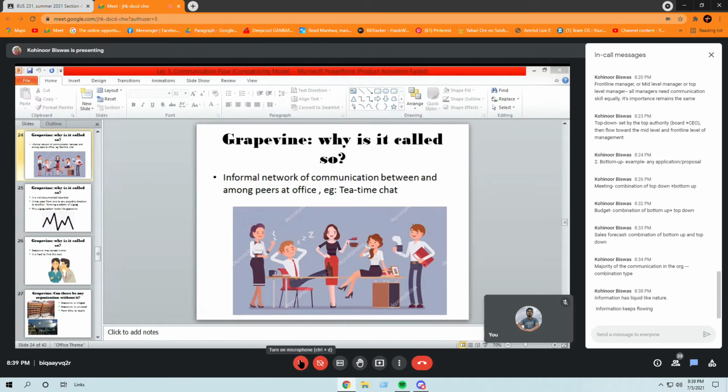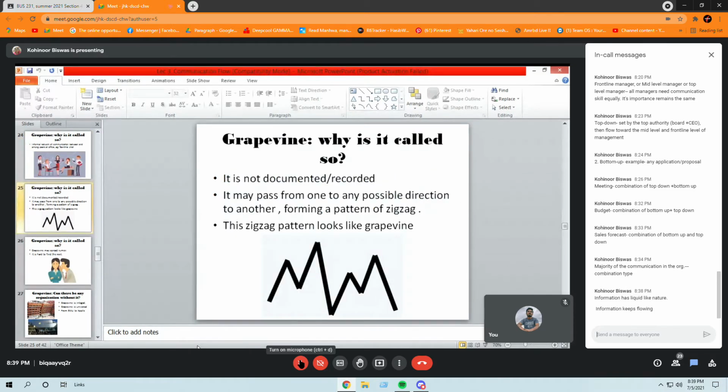So what is this? The liquid keeps flowing. It's unstoppable. Information has some liquid-like nature and it keeps flowing. Is it not? Yes, ma'am. So in grapevine, since it is informal talk, the flow of information, where it is from and towards whom and who else it would be flowing, actually it is a zigzag type. So information may pass from one person in any possible direction to another person.